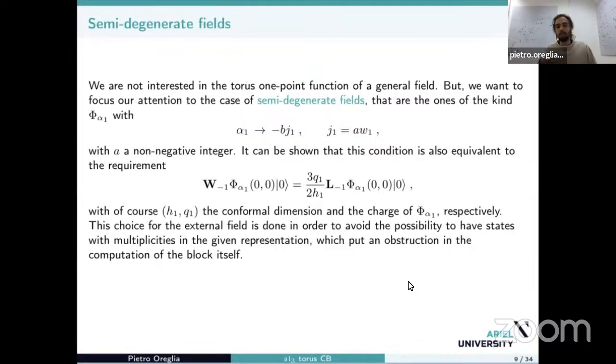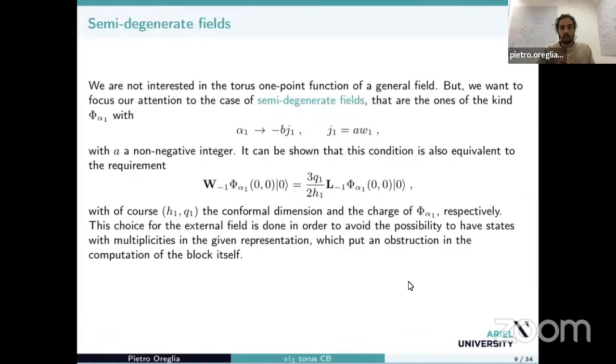Before going on with the actual computation, let us point out one important fact: we are not going to compute one-point conformal blocks of general external fields, but we are going to focus only on the so-called semi-degenerate fields, that are the fields in which the vector of the root space has this particular form here. So it's actually the vector j1 in this case, but it depends only on one fundamental weight. We can consider the first one in general, and now a is a non-negative integer, as m1 and m2 were before, but now we are considering just a.